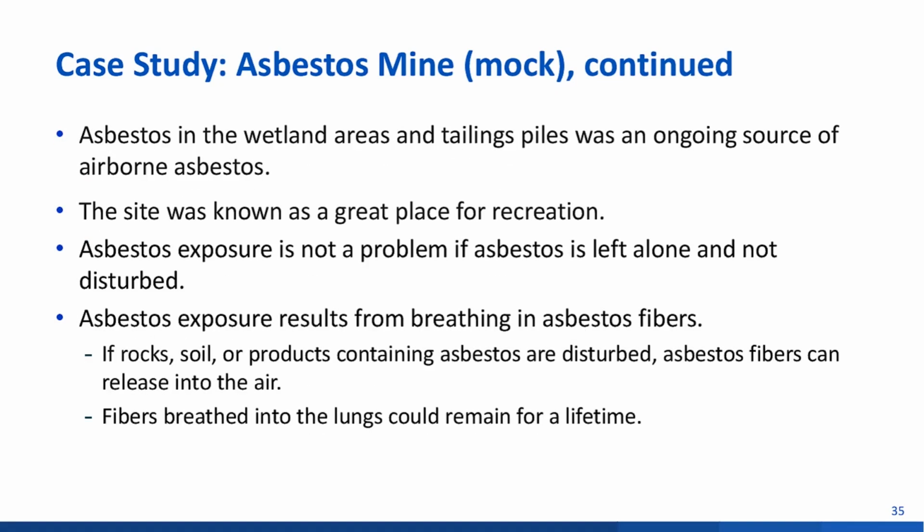So, now we need to think about the material found, which environmental media it is in, and how people are exposed to it. Asbestos in the tailing piles and the nearby wetland areas represented an ongoing source of airborne asbestos. This was a particular concern for people who previously accessed the site and wetlands. The site was known as a great place for recreation, such as hiking. We know that asbestos exposure is not a problem if asbestos is left alone and not disturbed. It is possible that people recreating and moving through this area could have disturbed the site.